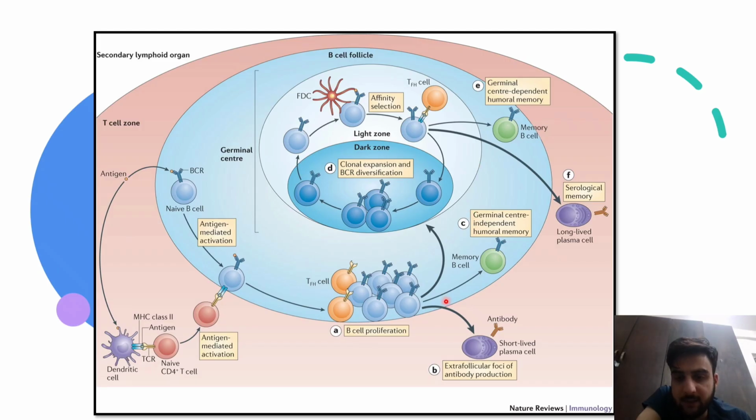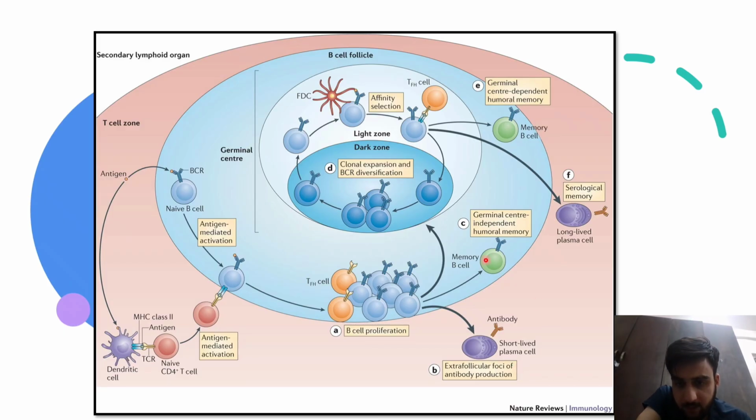And some of the cells from here will get converted into memory B cells, and that will be the germinal center independent humoral memory, where they will produce the short-lived plasma cells, and these short-lived plasma cells will produce the primary immune response. They will act as effector B cells, and those B cells will basically eliminate the pathogen that has encountered the host cells.